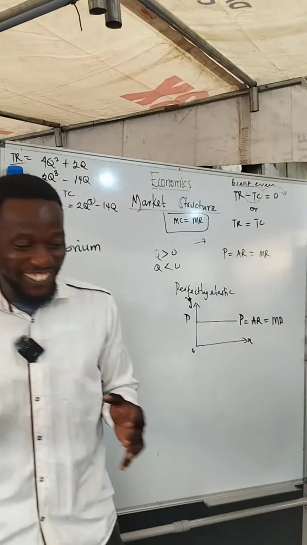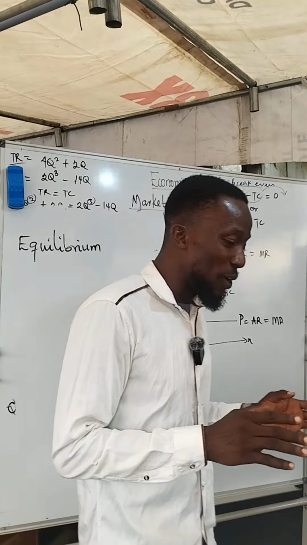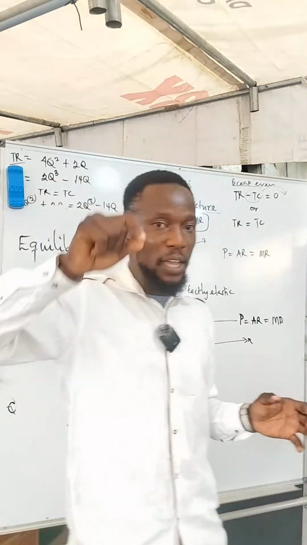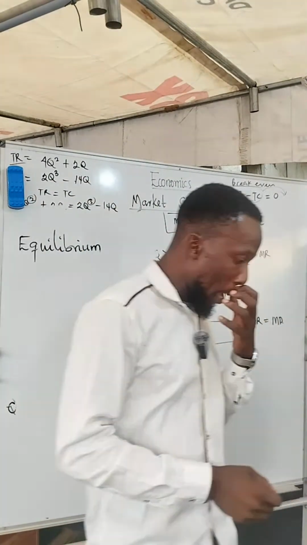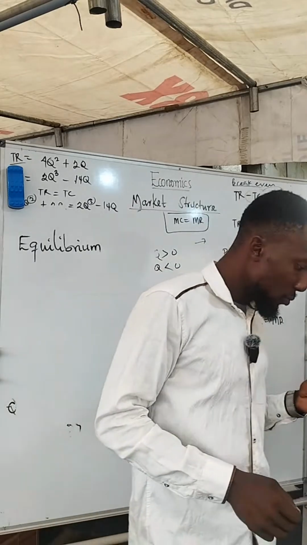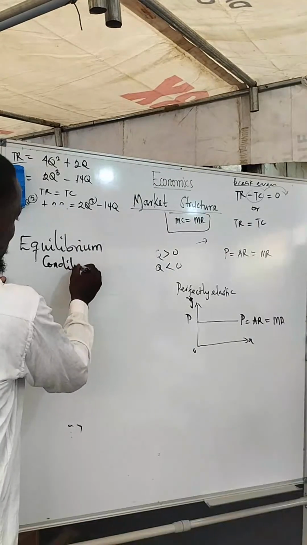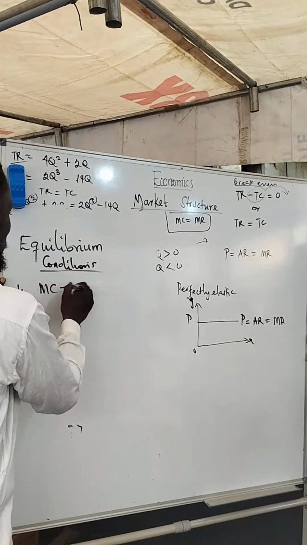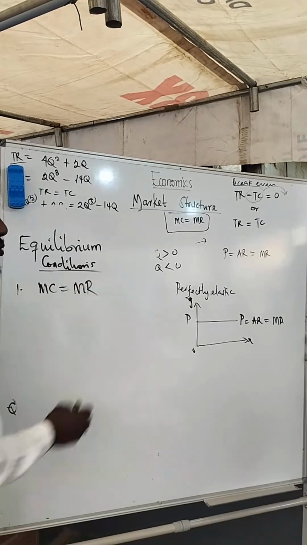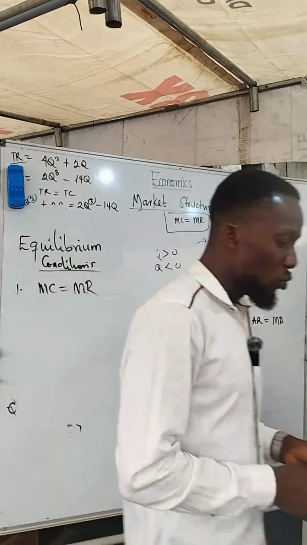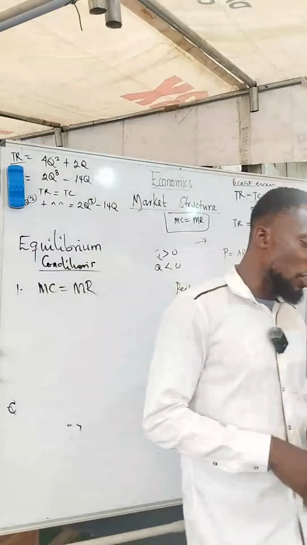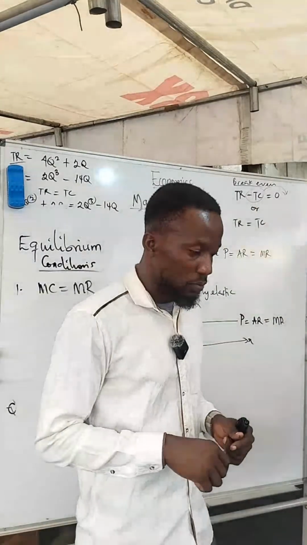So let us continue, guys. Now, the equilibrium conditions, the conditions that must be met for equilibrium to occur. Number one, marginal cost must be equal to marginal revenue. That is the first condition.